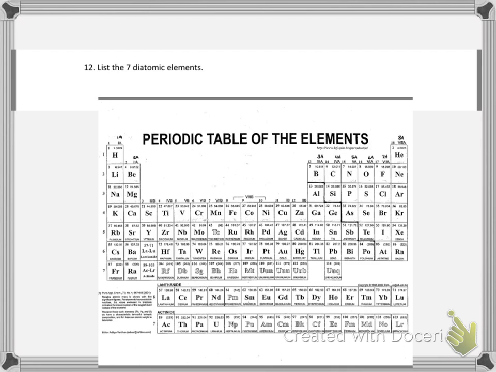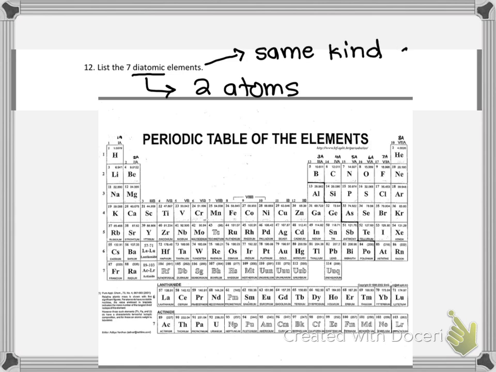Question 12 asks us to list 7 diatomic elements. So the word diatomic means we have 2 atoms. The word element would mean that they would have to be the same kind of atoms, because an element can only have one type of atom. So diatomic elements are elements that in normal conditions prefer to come in groups of 2 or pairs instead of being single or individual atoms.